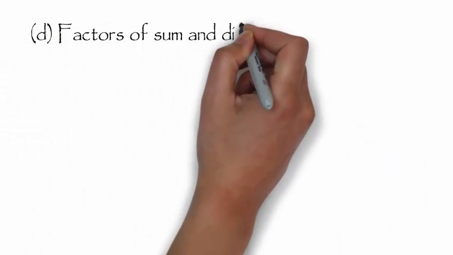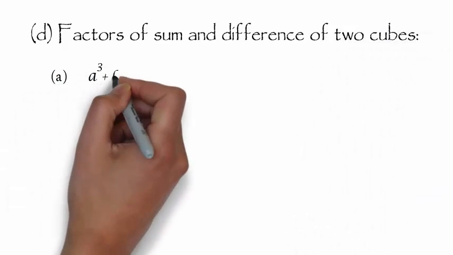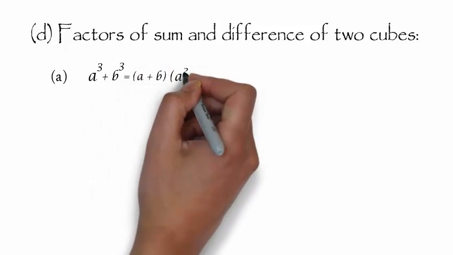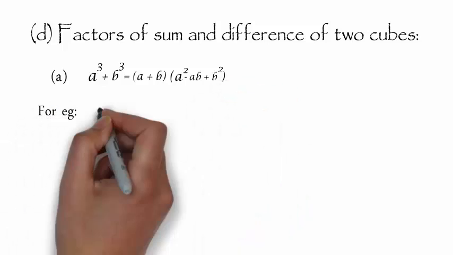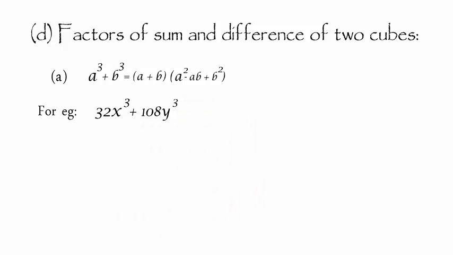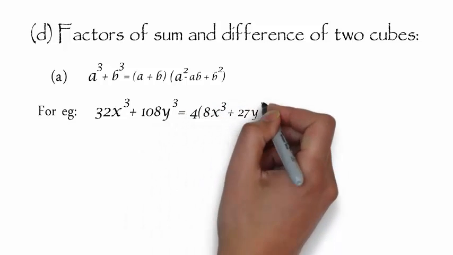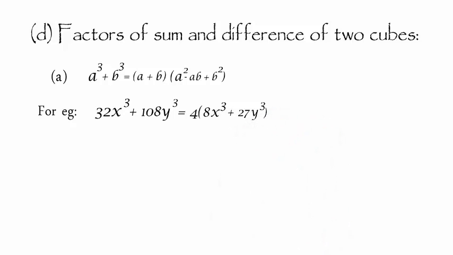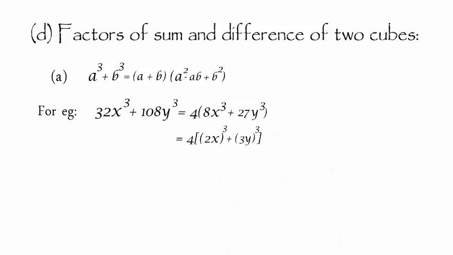D. Factors of sum and difference of two cubes. a³ + b³ = (a + b)(a² - ab + b²). For example, 32x³ + 108y³, here we can take 4 as common, 4(8x³ + 27y³). We know that 8 is the cube of 2 and 27 is the cube of 3. Hence, 4((2x)³ + (3y)³). Now it is in the format a³ + b³.